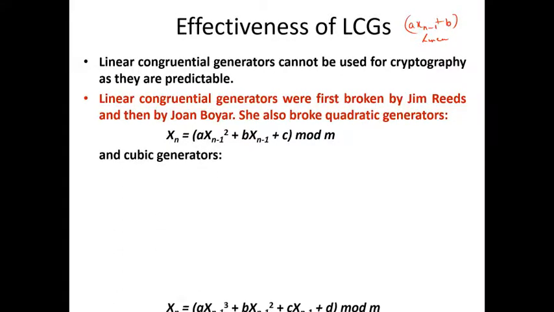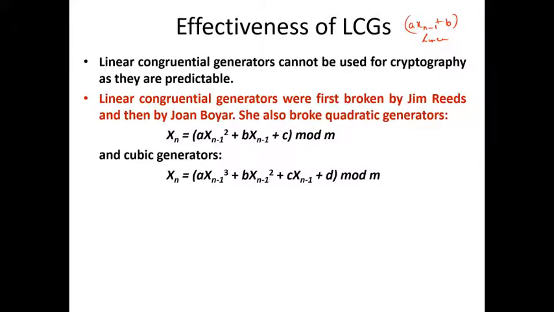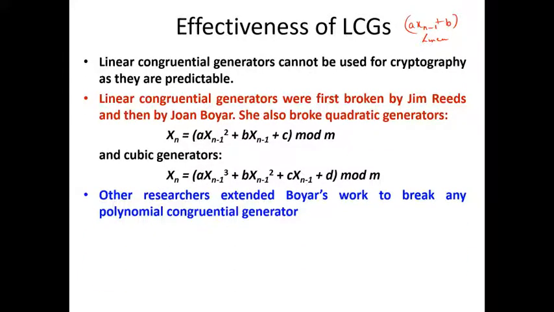Then they went to cubic generators, the cubic generators which are in the form a(x-1) cube plus b(x-1) square plus c(x-1) plus d mod m. Even these cubic generators were broken. In general, there were many researchers who extended this Joan Boyer's work to break any polynomial congruential generator.